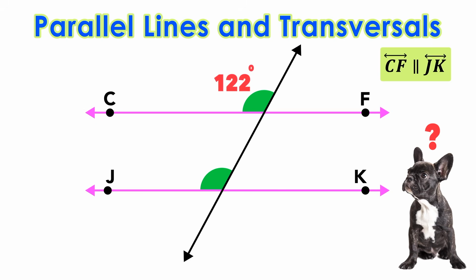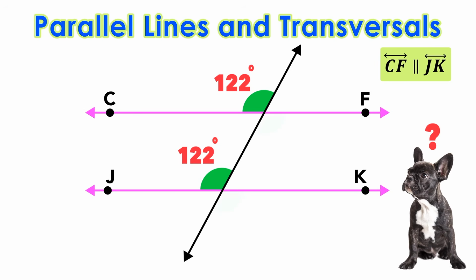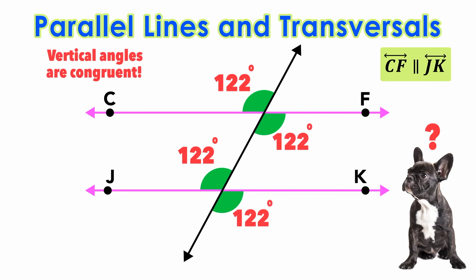So if our obtuse angle on line CF were 122 degrees, then our obtuse angle on line JK would also be 122 degrees, again because corresponding angles are congruent. Cool. Now here comes the cool part. If you know one of those angles, you can find all of the remaining unknown angles. Let's start out with the angles directly opposite or vertical to the angle that we just found, which was 122 degrees. We know that vertical angles are always congruent, so in this case, the angles opposite are also 122 degrees. Okay, I'm cool with that, but how do we find the other angles?